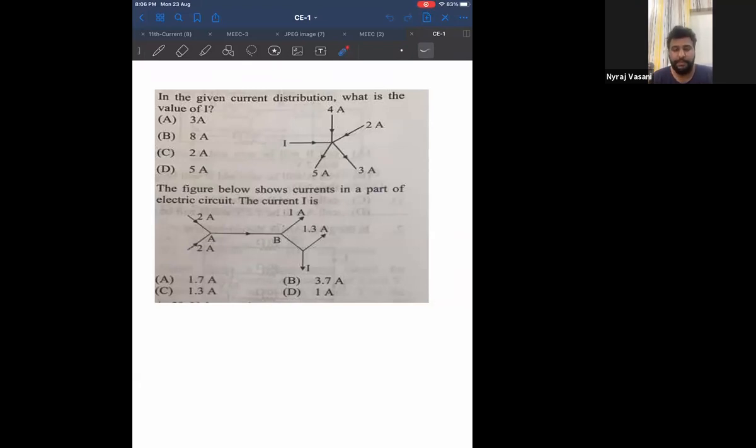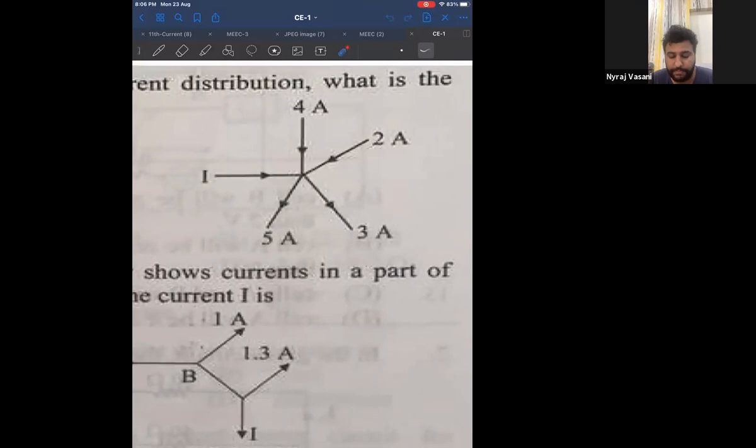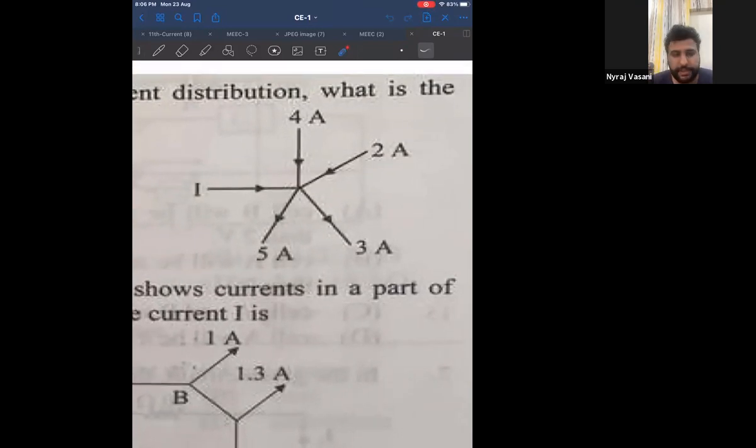Okay, now listen. We'll do the first one. Now, forget the options. Look at the question. Total current entering this junction is 4 plus 2 plus I. Therefore, can I say total current entering is 6 plus I? Now that should be equal to total current leaving the junction. Now what is total current leaving the junction? 5 plus 3, 8.